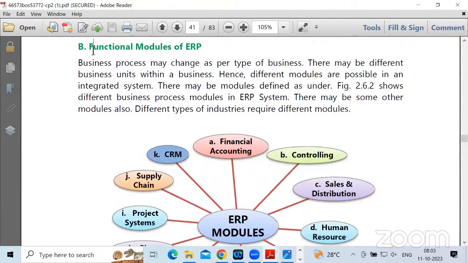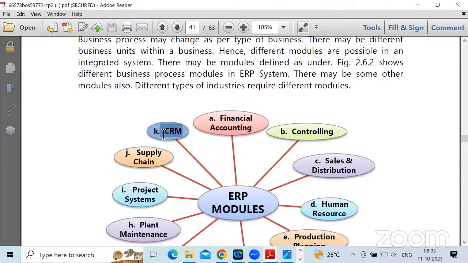Functional modules. Depending upon the function, modules are developed. If you take CRM, customer relationship management, it identifies the potential customer and keeps on sending advertisements, promotions, pamphlets, etc., converts him into a customer and retains him as a customer. That is the work of the CRM module.